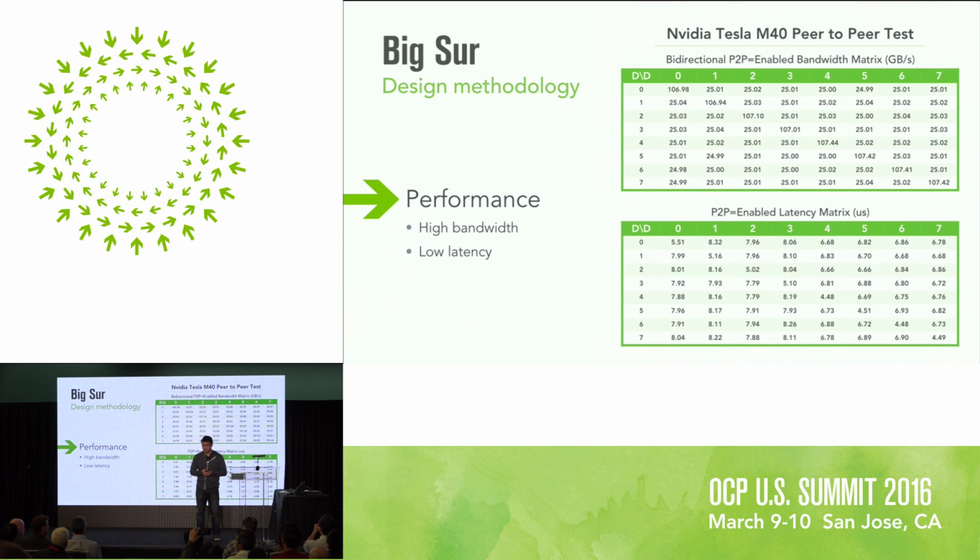From a performance perspective, by using this type of topology, we ran the NVIDIA bidirectional peer-to-peer test, and we were able to see 25 gigabytes per second of bandwidth from GPU to GPU, with low latency of around 6 or 7 microseconds.